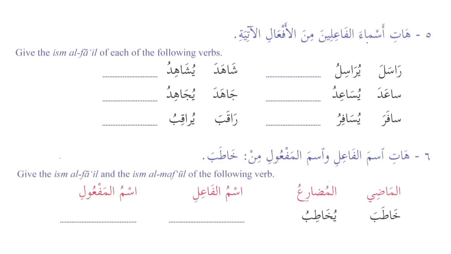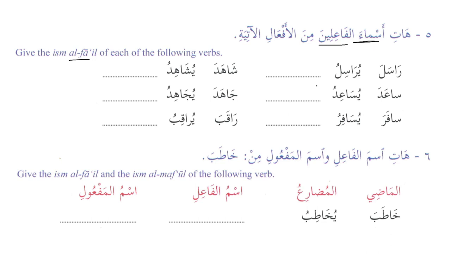All right. هاتي أسماء الفاعلين. Why do we have فاعلين? مضاف إليه. So what was the original form? فاعلون. Una, ina, ina. So for jam'a, we have una, ina, ina. Hati, bring asma'a is mudaf and al-fa'ilina is mudaf ilayh min al-af'al al-atiyati. Now we have to give the ism al-fa'il of each of the following verbs. Ism al-fa'il is easier to make in this form of the verb, as we know.